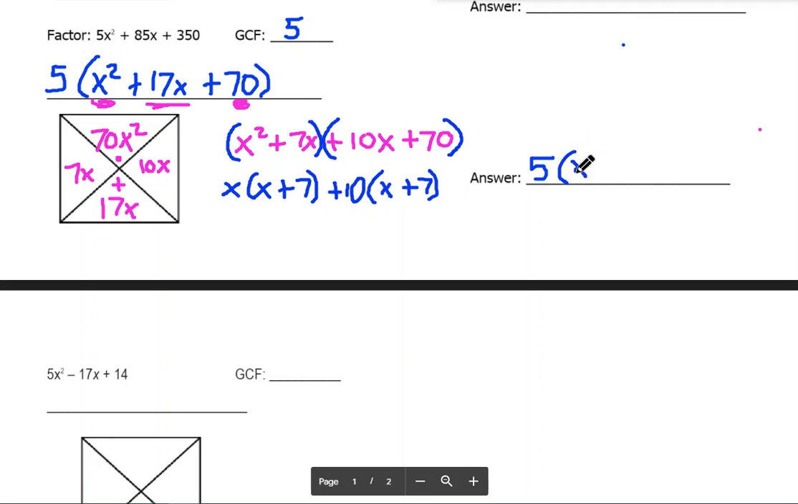That's part of our answer. That x plus 7 is part of our answer. That's the GCF of this polynomial over here. All right, and then whatever's left over is also part of our answer. So this x plus 10 is the other factor of our answer.